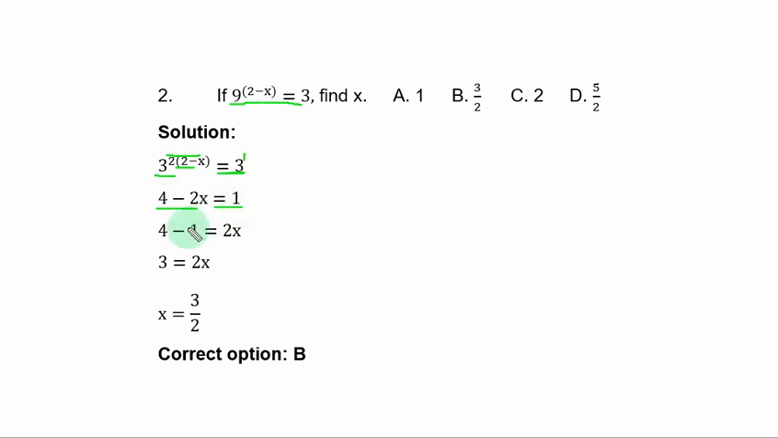Collect like terms, you have 4 minus 1 equal to 2s. That is 3 equal to 2s. Divide through by 2. s is equal to 3 over 2. B is the correct option.